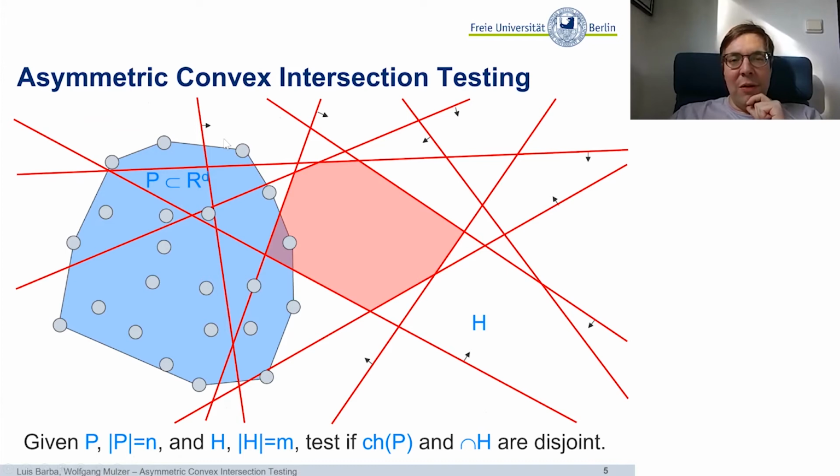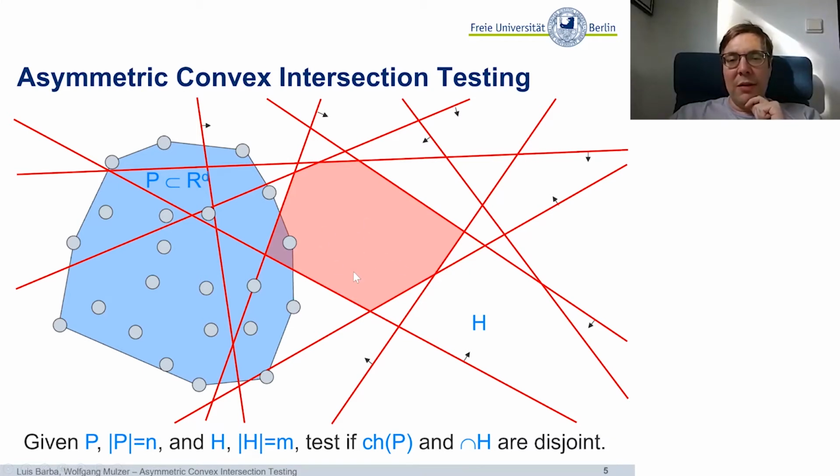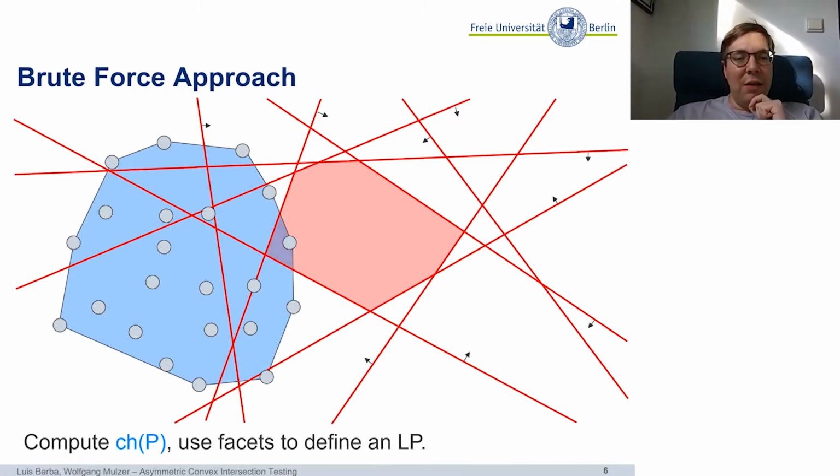So let's again say what the problem is. We're given two things. We're given a point set P of n points, and that defines a polytope by the convex hull of P. And we're given a set H of constraints, and there are m of them, and they define a polytope by taking the intersection of the half spaces defined by the constraints. And we want to know whether these two convex hulls, the two polytopes, are disjoint or not. Okay, so this is asymmetric convex intersection testing.